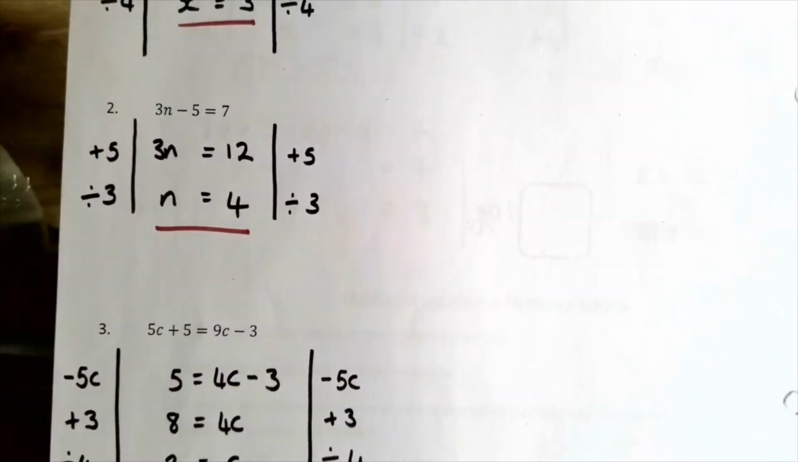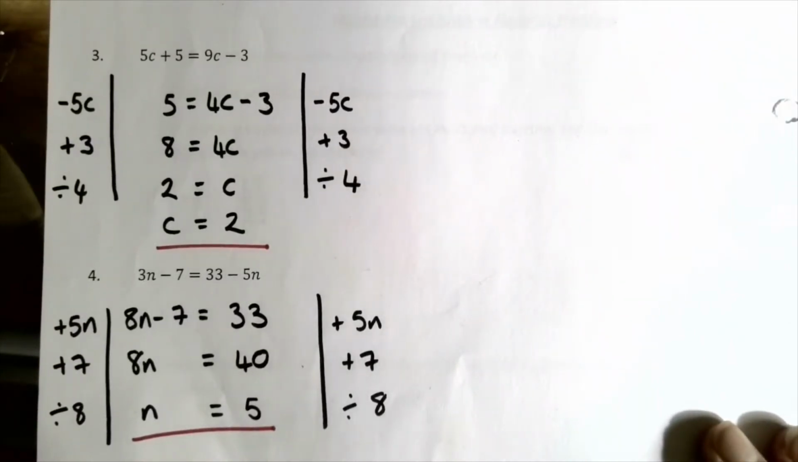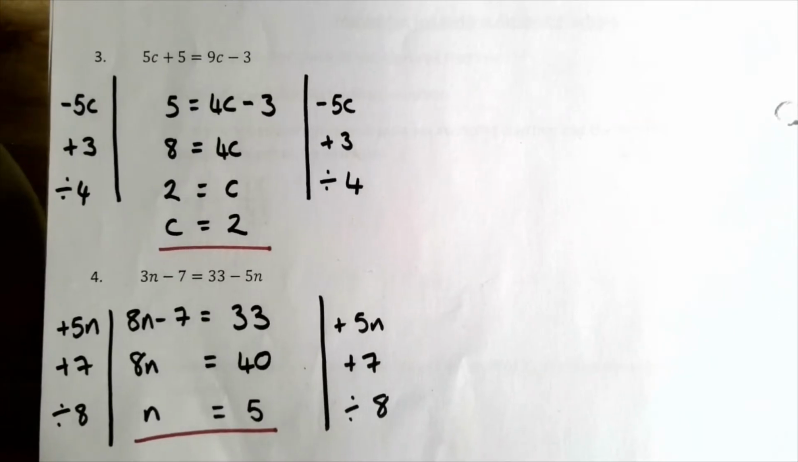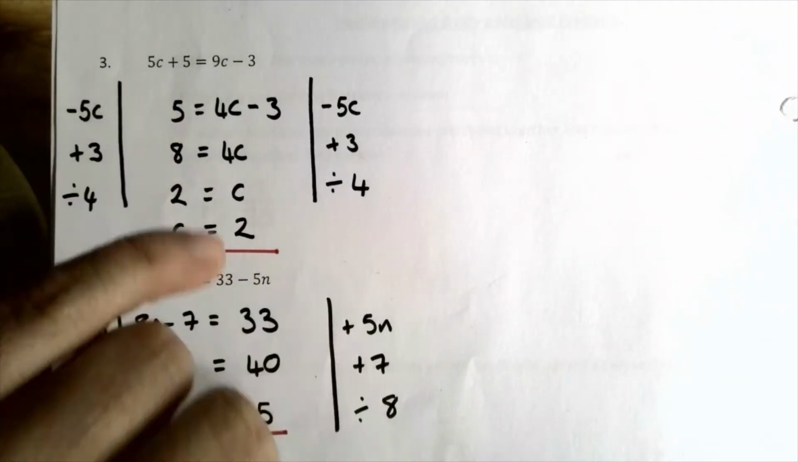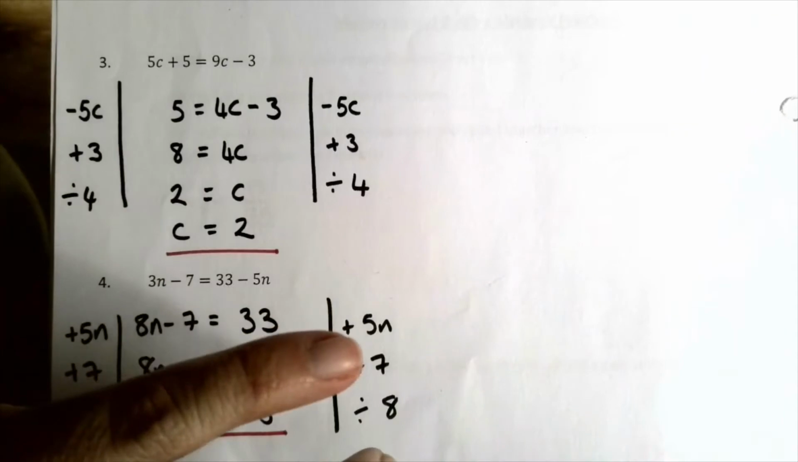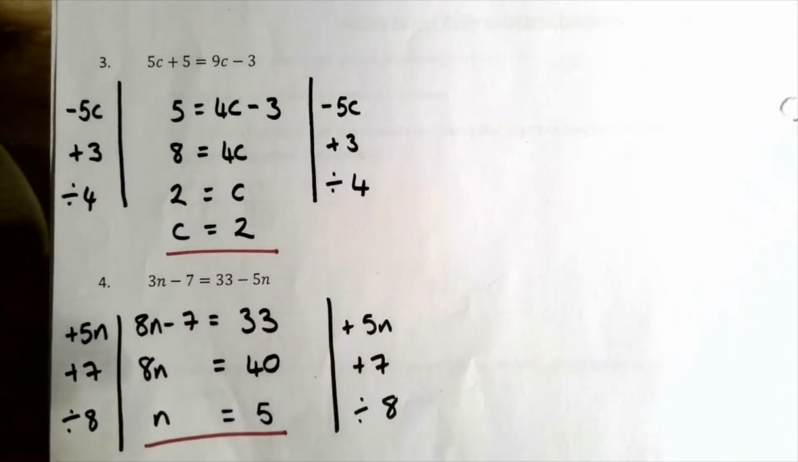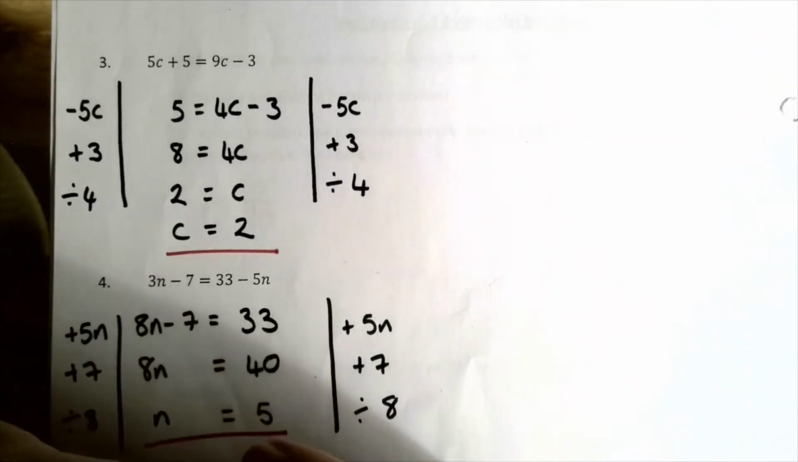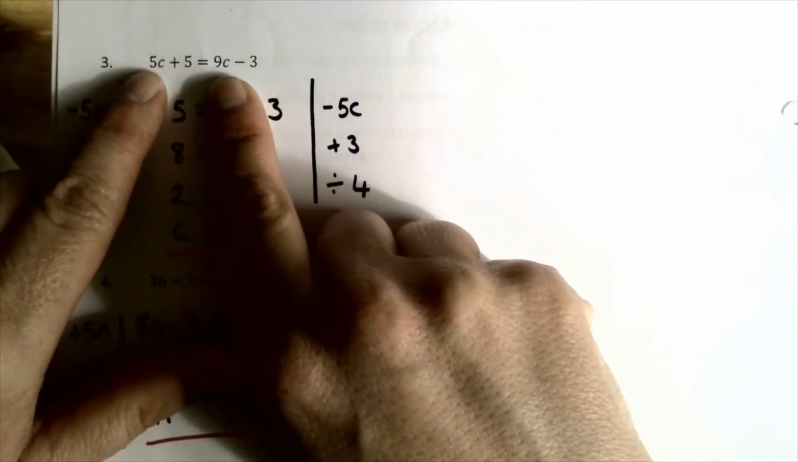Now in these next examples, there's a couple of extra steps that we have to do to tidy up first before we can go ahead and solve the equation. So in this one here, we had 5c plus 5 equals 9c minus 3. So we need to gather all our c's together on one side of the equal sign. Now the general rule, if you remember, is that you gather them on the side that has the higher number of c's. So see the way I've got 9c here and I've got 5c here.